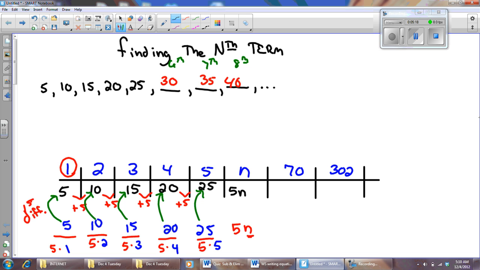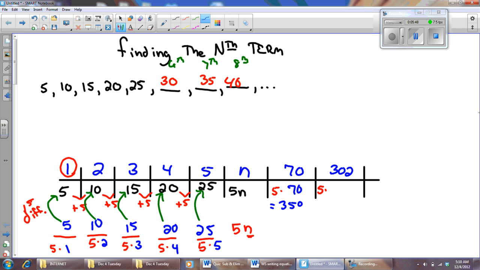All right, so to figure out the 70th term, I'm going to take 5, I'm going to multiply it by 70, which is going to equal 350. So the 70th term, if I were to make 65 more blanks after the 25 and fill them in all the way, I would get to 350 on the 70th blank.